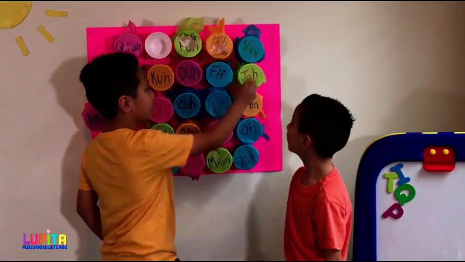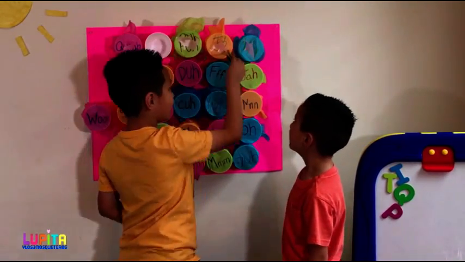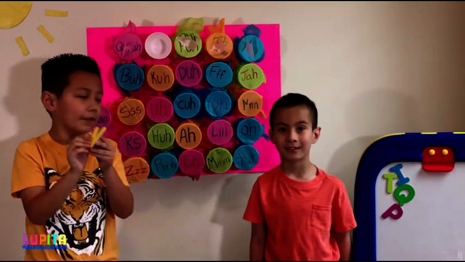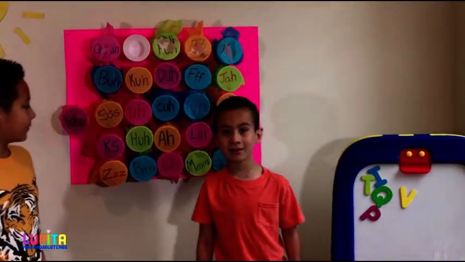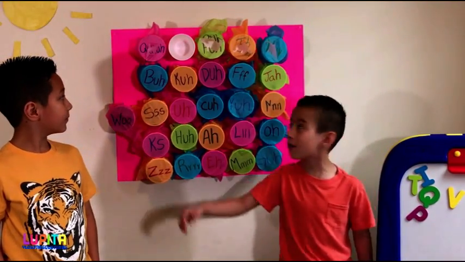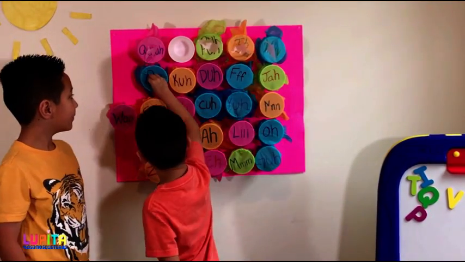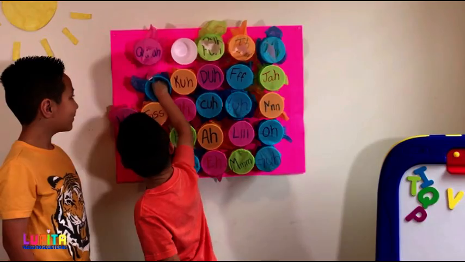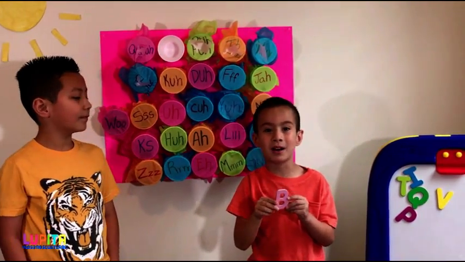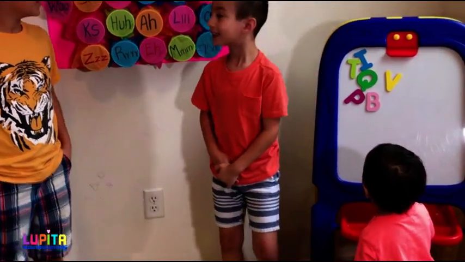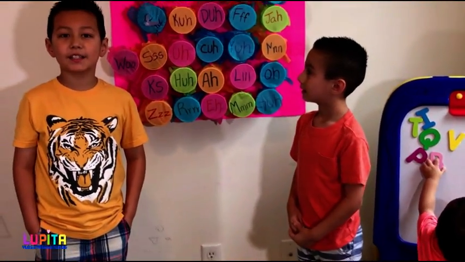Now let's see what makes the sound V. V makes the sound V. Now let's put it on the board. Now let's see what makes the sound B. B makes the sound B. Boing.